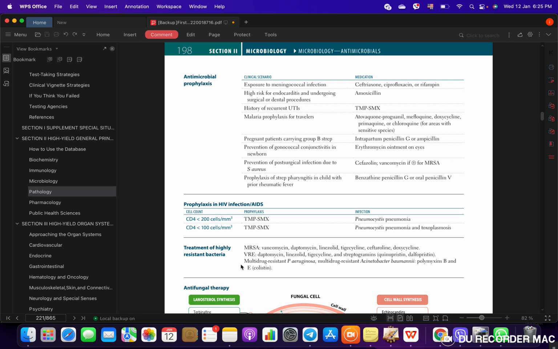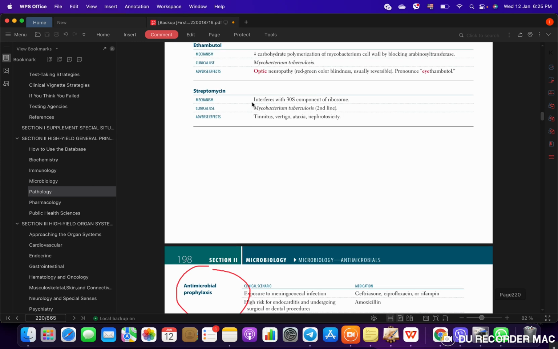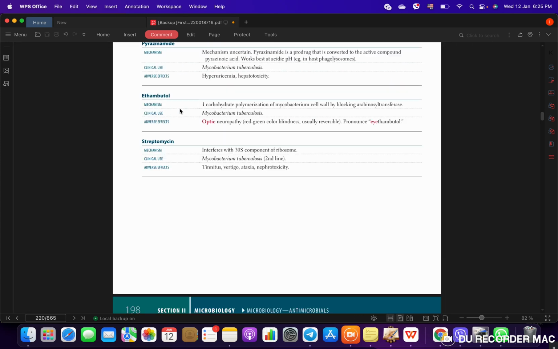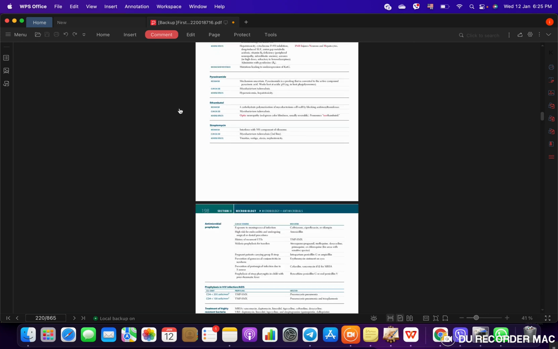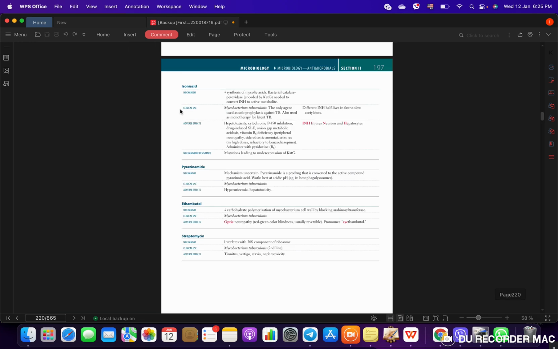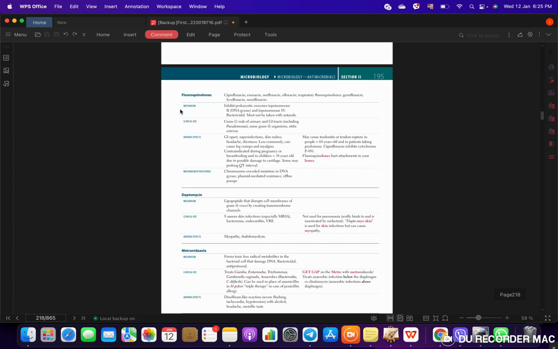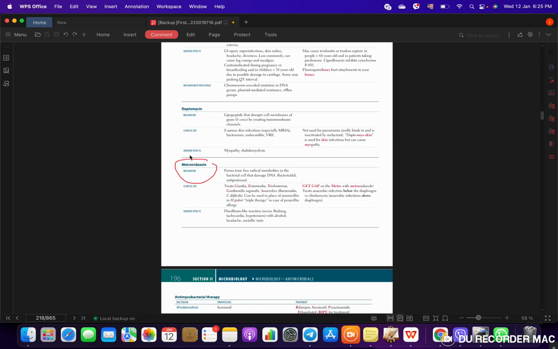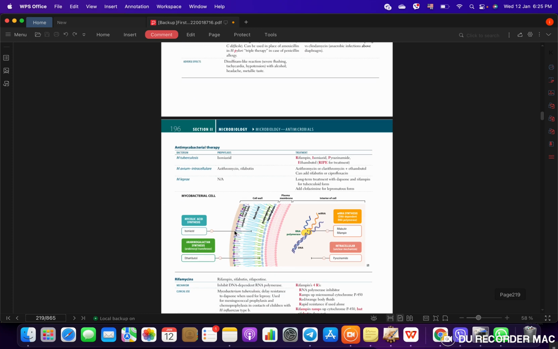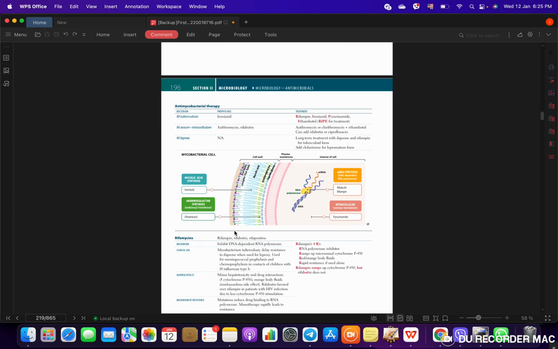They say that for some reasons we use antimicrobial prophylaxis. We have quite a family, but there is something missing here. Yeah, we did not speak about this yet. The last thing we discussed yesterday was metronidazole, and now we are going to start with antimycobacterial therapy.